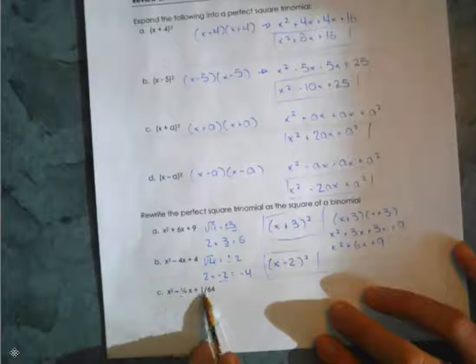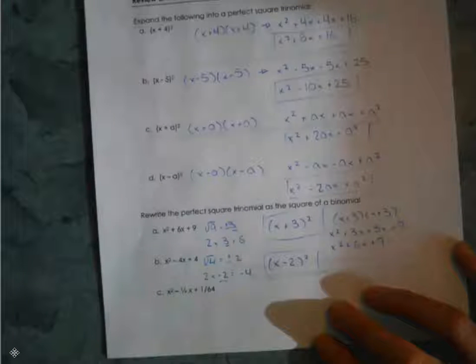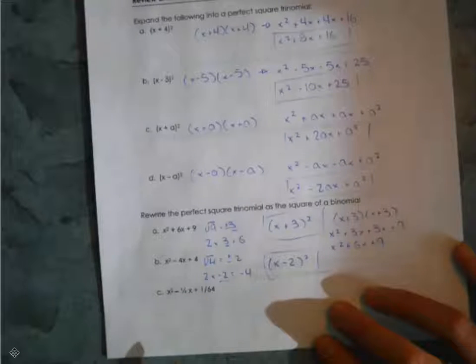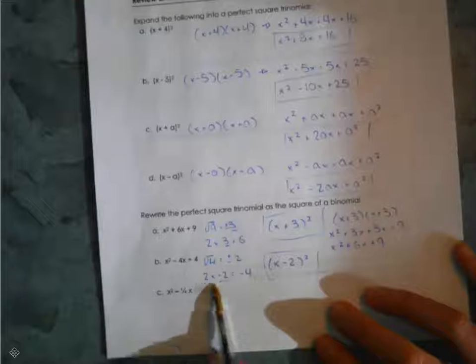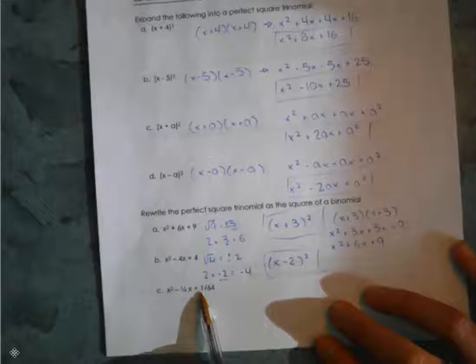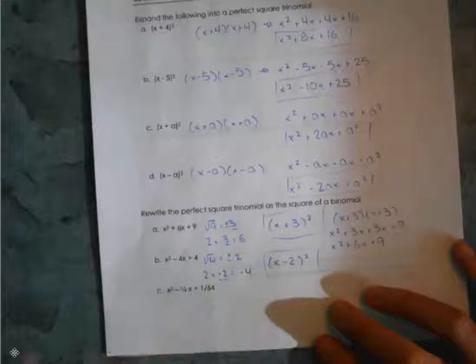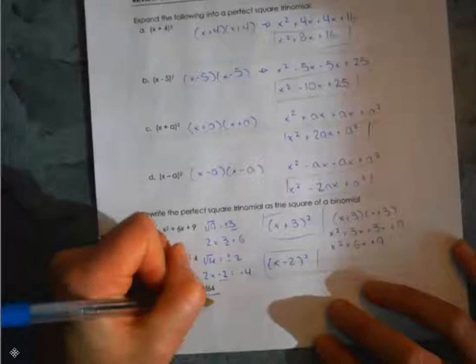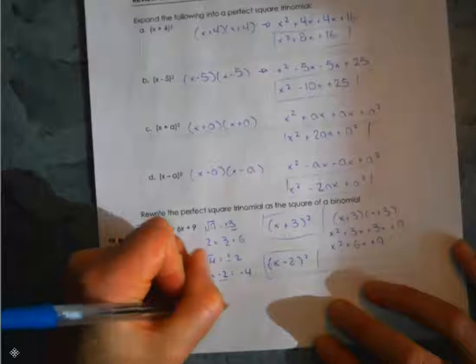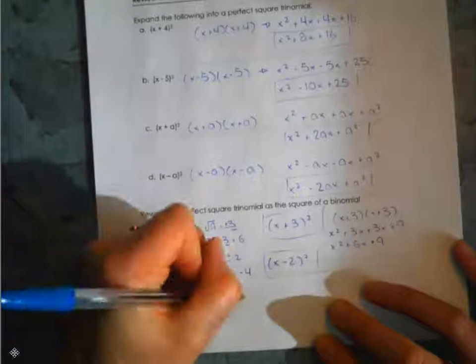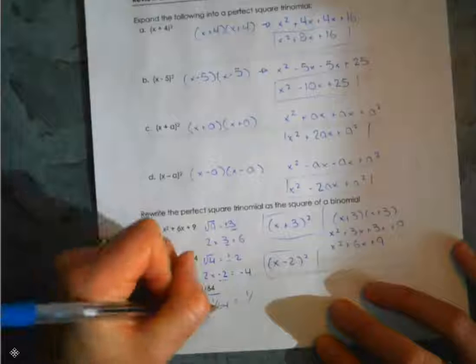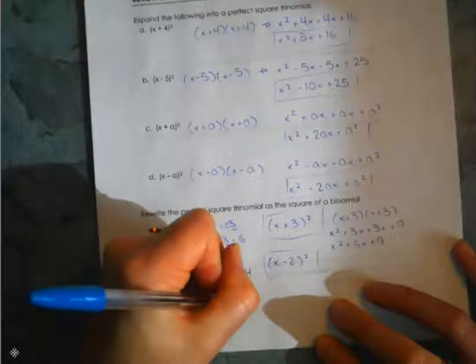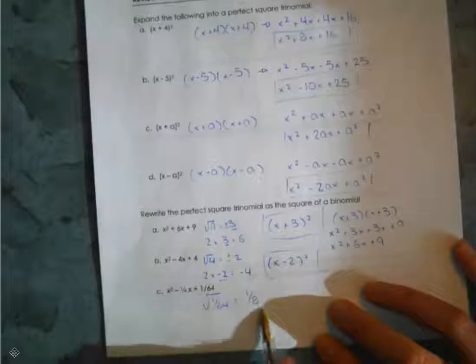All right. What about this one here? We have x squared minus a quarter x plus 1/64. So this probably seems a lot trickier because students usually don't love working with fractions so much. But don't forget that just because it's a fraction, it doesn't become any more scary. We are looking for the square root of 1 over 64. Square root of 1 is 1. Square root of 64 is 8. And so we're looking at 1/8 here.